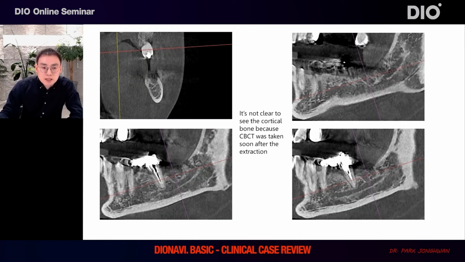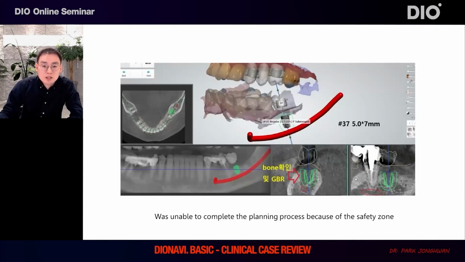So when I looked at it 2 or 3 months after the extraction, it was very close to the nerve. The cortical bone almost became a woven bone, and there's little lamellar bone left. The CT is hard to read, so I had to place it deeper. Unless the boundaries are clear. The shortest implant in DIO is 7 millimeters.